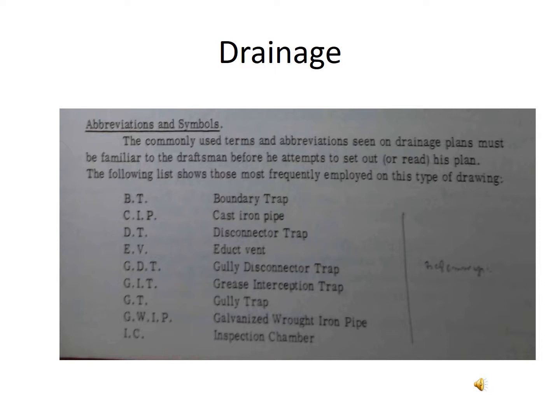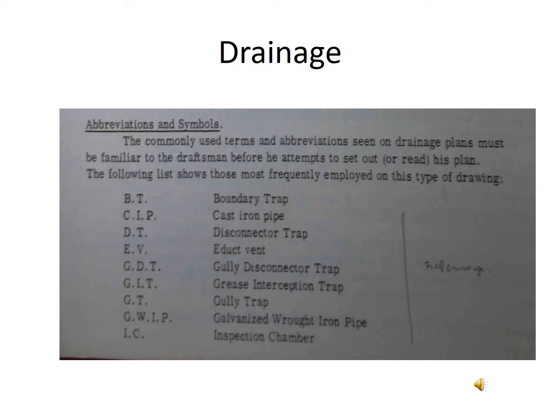We are talking about the drainage. So the drainage system, we can also draw this drawing for this drainage system. So the abbreviations and the symbols. The commonly used terms and abbreviations seen on the drainage plans must be familiar to the draftsman before attempting to set out or read the plan. So the draftsman needs to know about the symbols and abbreviations regarding the drainage system.